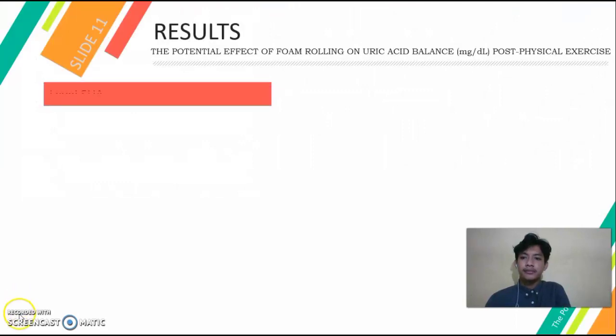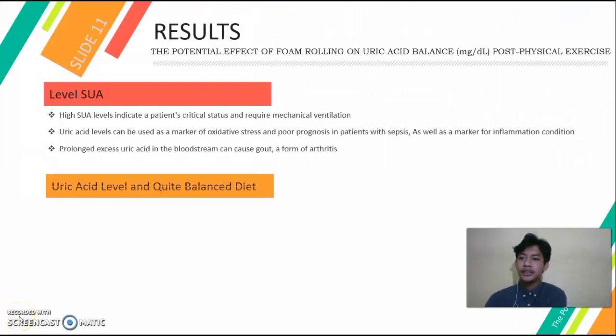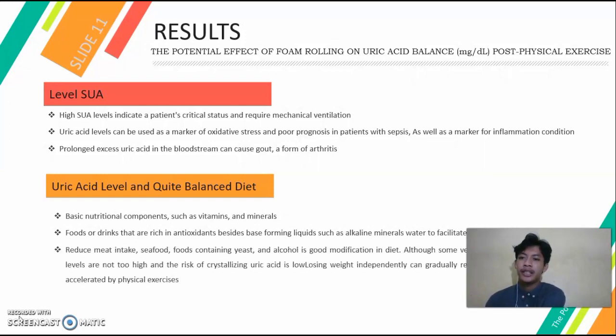Next, the level of SUA. First, a high SUA level indicates a patient's critical status and the need for mechanical ventilation. Second, uric acid level can be used as a marker of oxidative stress and poor prognosis in a patient with sepsis, as well as a marker of inflammation. Third, prolonged excess uric acid in the bloodstream can cause gouty arthritis.